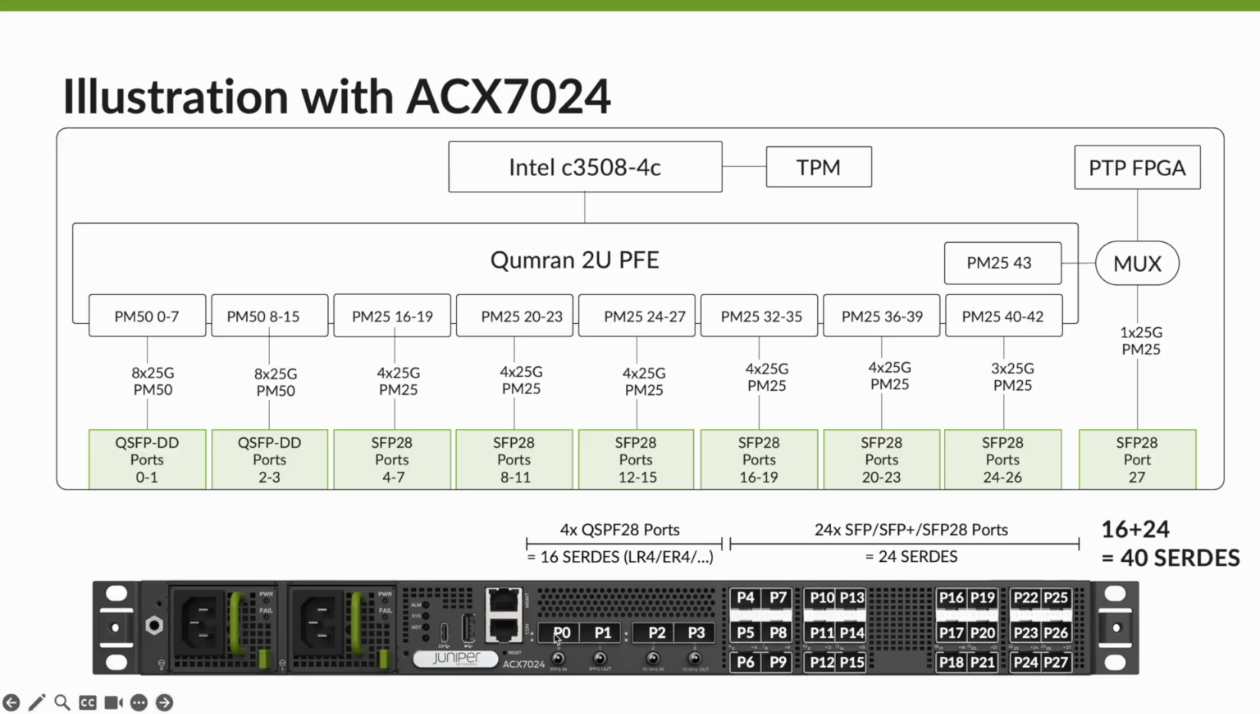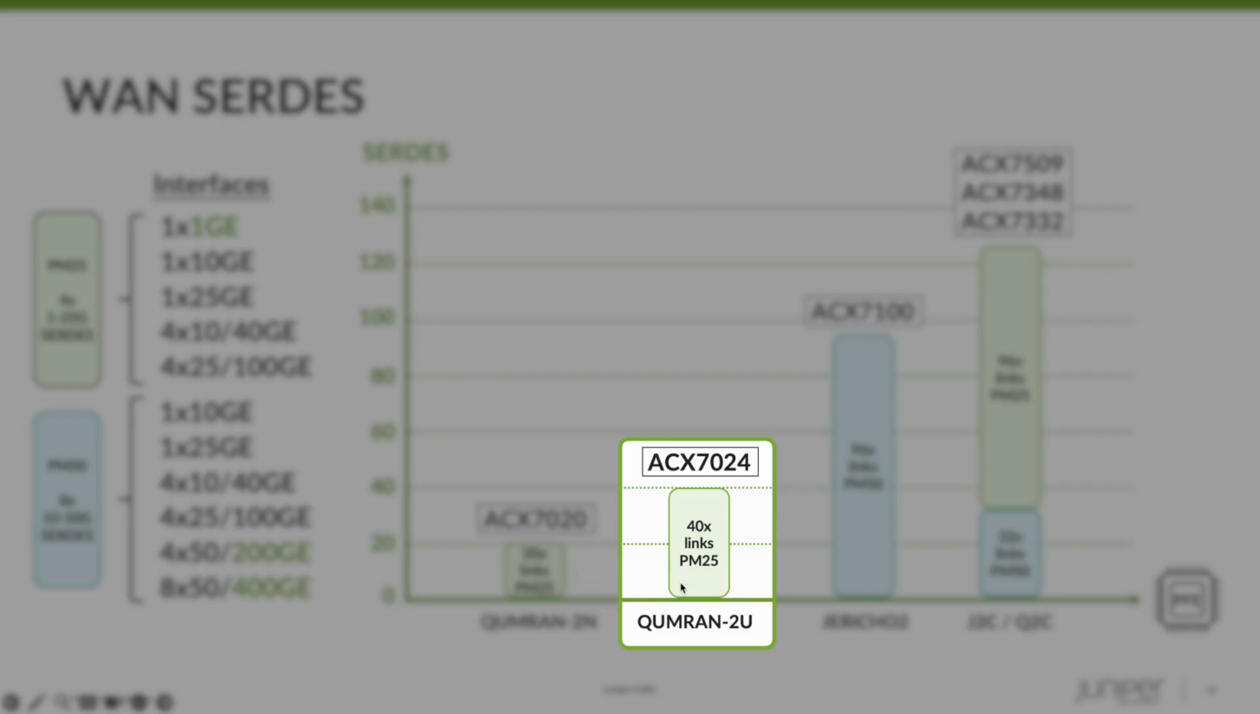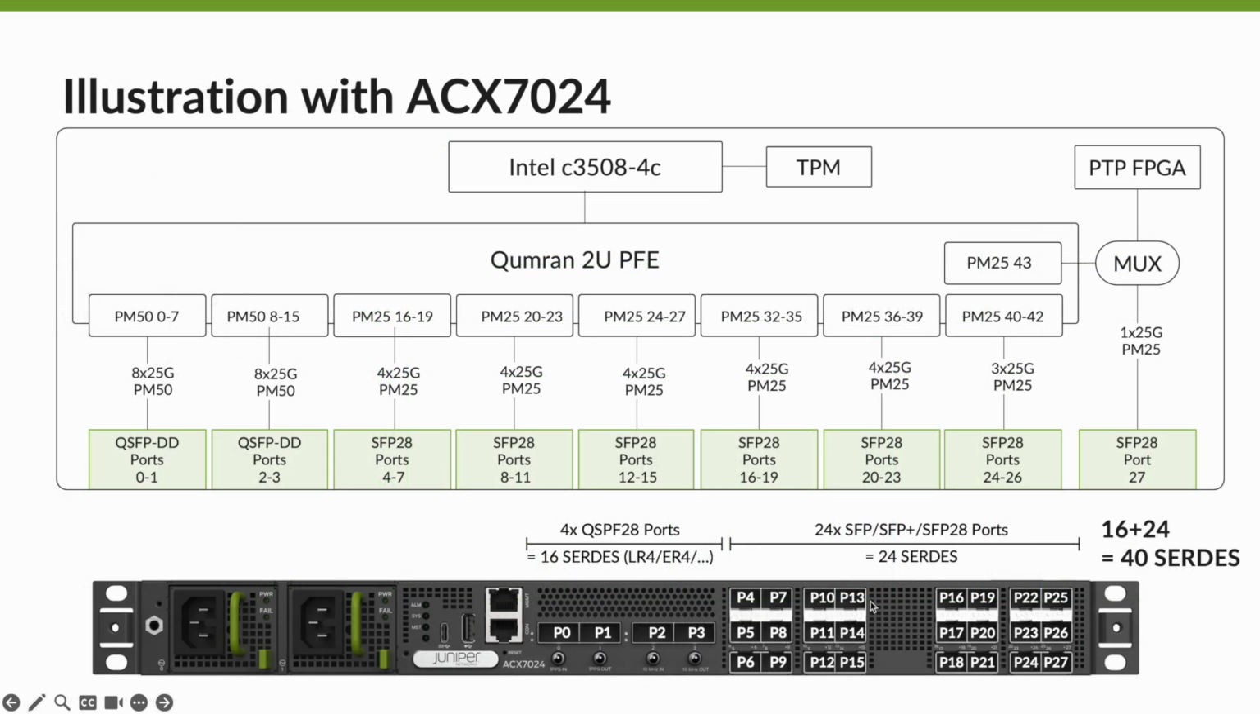So now let's illustrate it with the ACX7024. In the center, we have 4 ports, P0 to P3 at 100 gig. Each 100 gig is, again, 4 SerDes at 25. 4 by 4 equals 16. Then you have port 4 to port 27. Those are the 24 SFP ports. SFP means 1 single SerDes. So you do the math, 16 plus 24 equals 40. If you take a look again at the Qumran 2U, that's exactly what we can accommodate. So you understand that the port density of an ACX7024 is directly derived from the number of SerDes we have on the Qumran 2U.